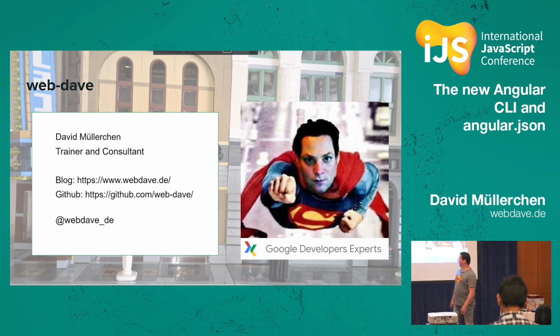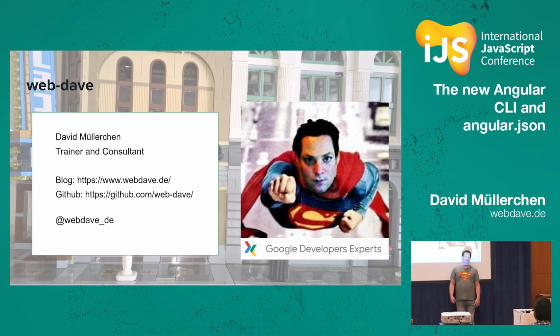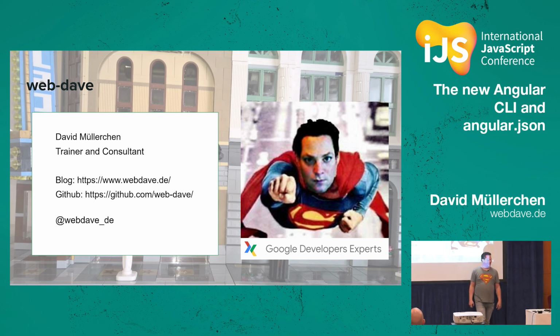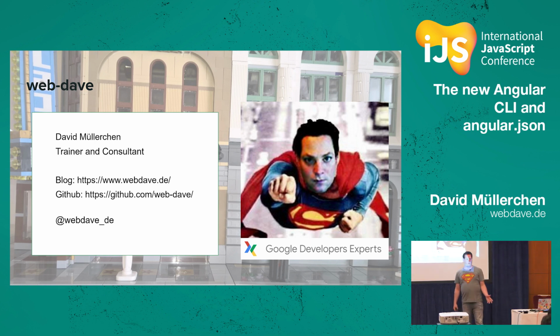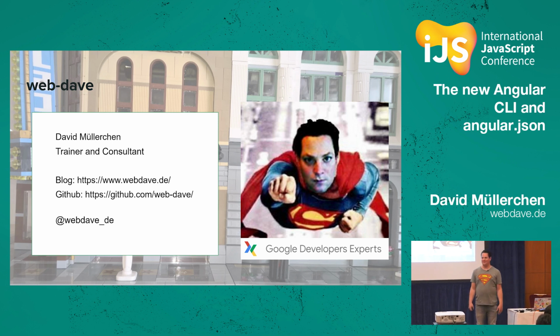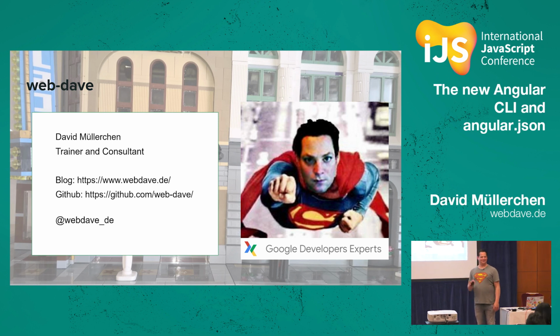First, a bit about me. That's me. Yeah, I was a bit younger when I took this photo. I'm David Müllerchen. I'm a trainer and consultant, and I've been a JavaScript developer for a long time. I've never done anything else in development. I learned a serious job before that, but then I decided to become a fancy guy, whatever.